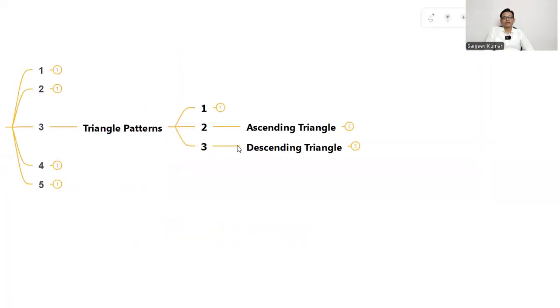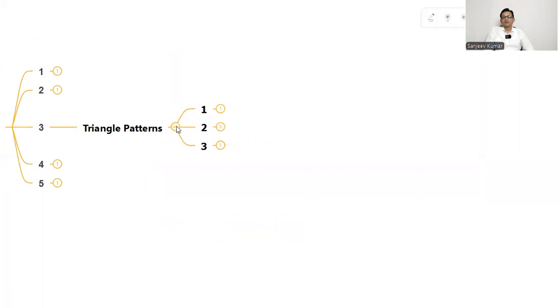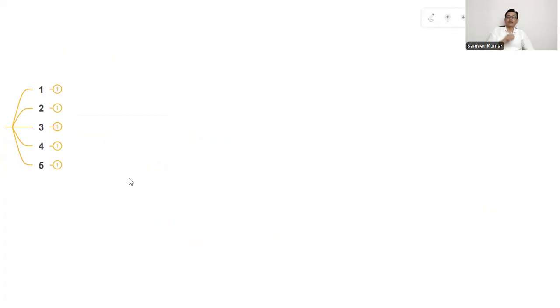So here are three types of triangle pattern. So this is the third type of triangle pattern.